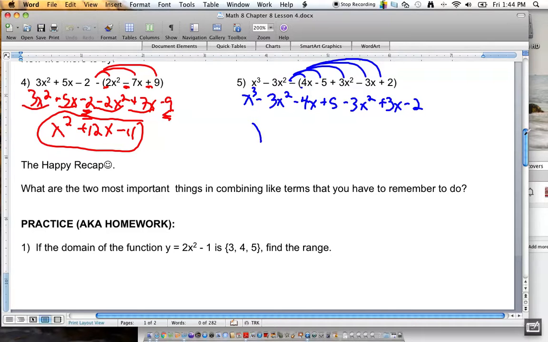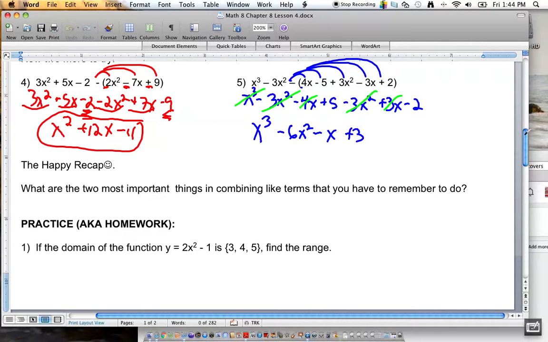Now, there's only one x cubed term, so that stays. Sometimes kids like to do this. Cross them off as you go along. As you get into more and more terms, by crossing them off, you realize which ones you don't need to look at. Negative 3x squared and another negative 3x squared is negative 6x squared. Negative 4x and positive 3x is negative x. And then positive 5 and negative 2 is positive 3.